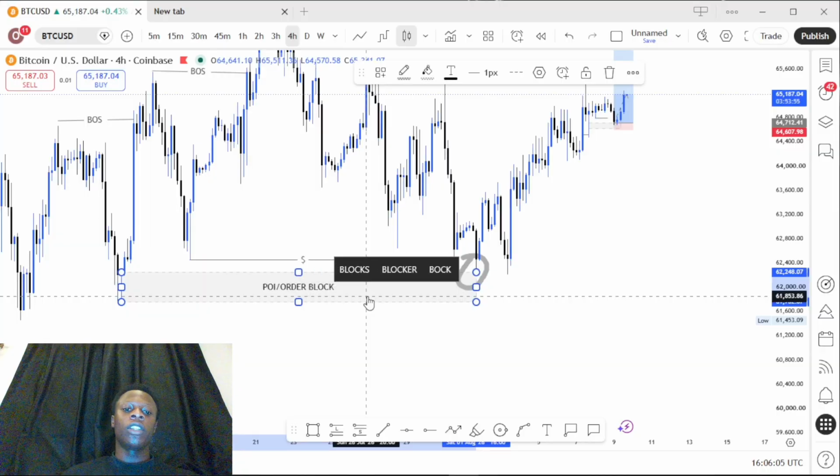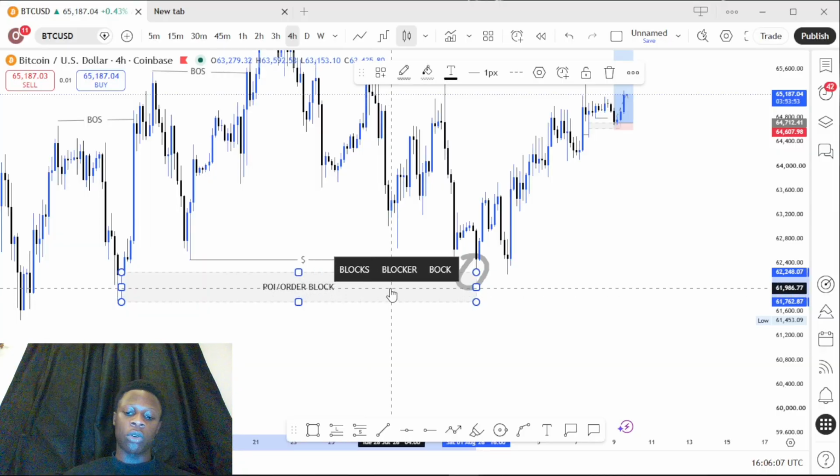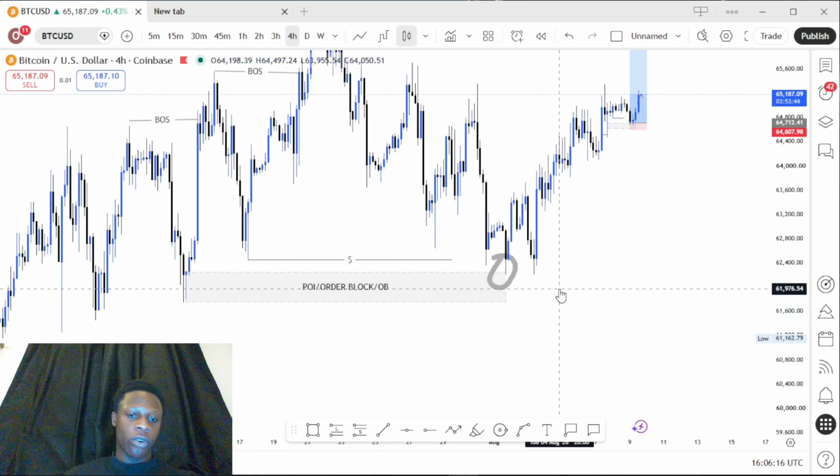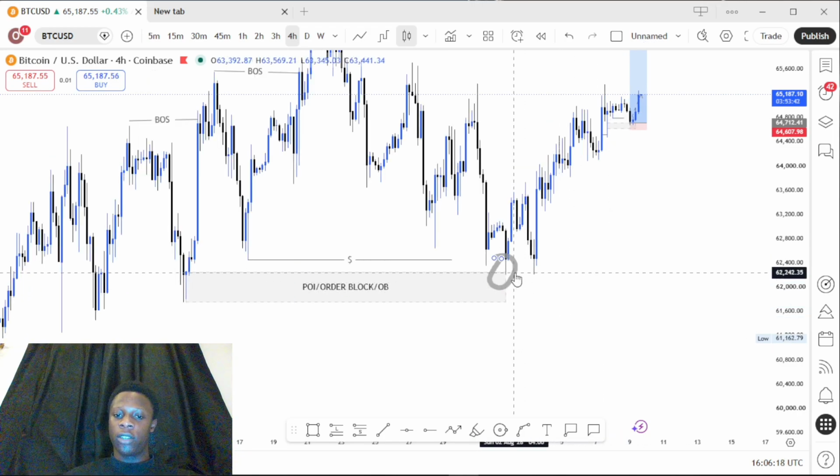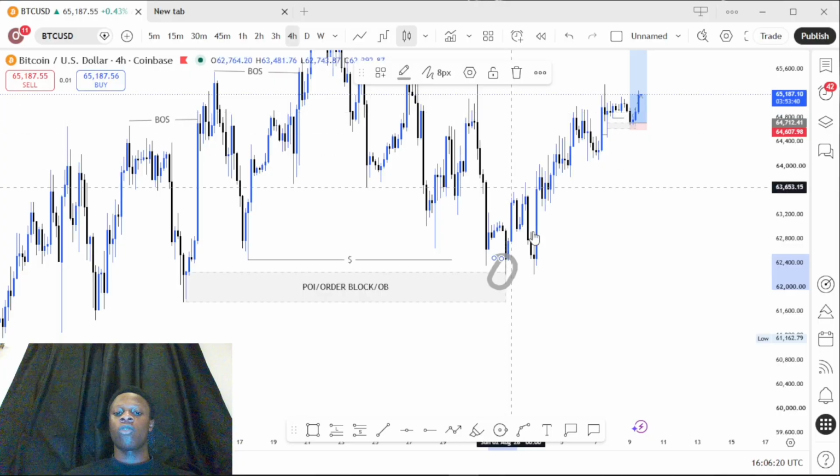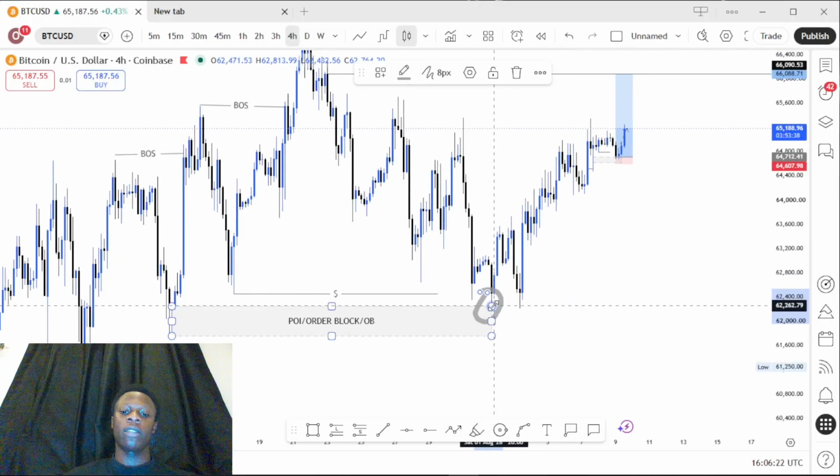So you can actually call it a POI or an order block, or you call it OB. It's actually the same thing. You are referring to the same thing. So this is my order block, OB or POI. This was it right here. So I was waiting for it and it came to activate this way.